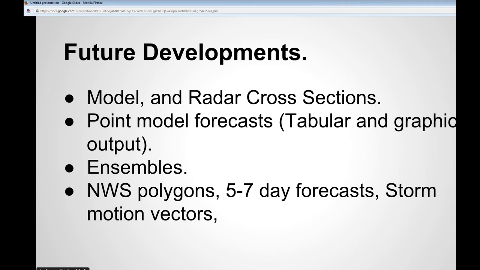Point model forecast, also a simple thing, but I've never really found it on any other site. So you'd be able to click on a map and get the textual output for every single model they have available: ECMWF, GFS, NAM, etc. Tabular and graphical output. So a time series output also. Ensembles, those are pretty much everywhere, but they'll also be on my site.